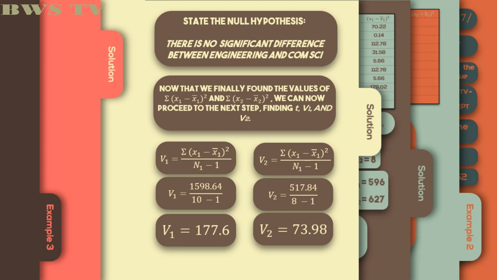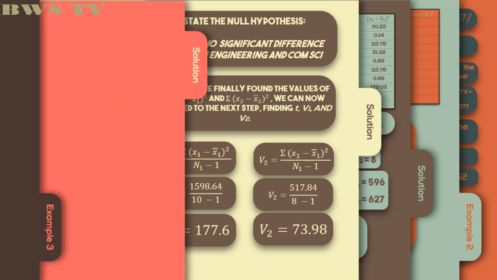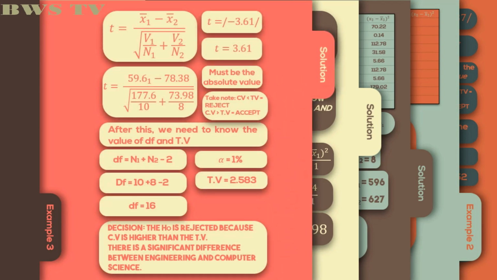Now let's look for the t-value. To look for the t-value, simply use the formula for the t-value. Now let's substitute. The t-value is equal to 59.61 minus 78.38 over the square root of 177.6 divided by 10 plus 73.98 divided by 8. The t-value will be negative 3.61. Since this is a negative value, we need to use the absolute value. The absolute value is equal to 3.61.